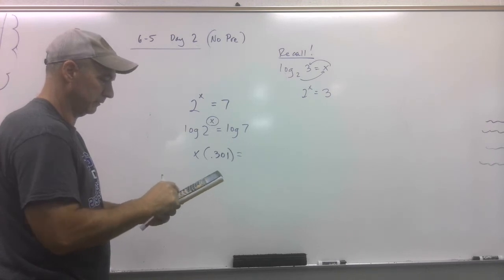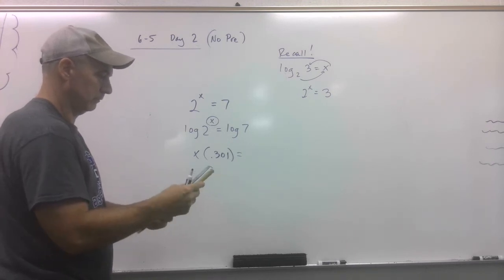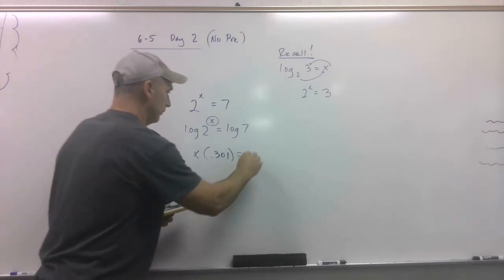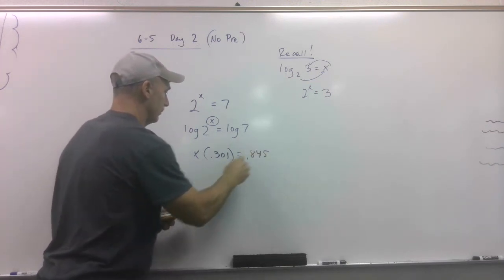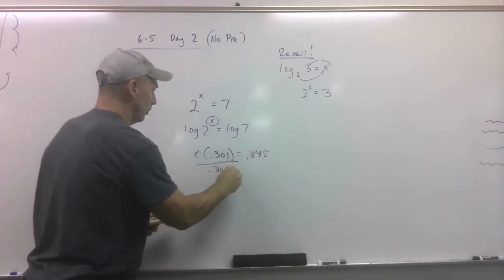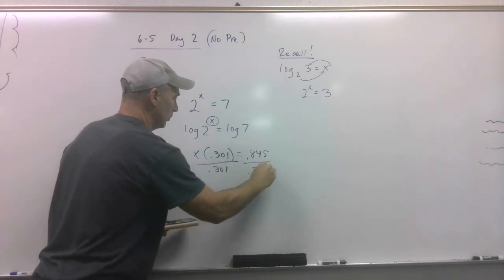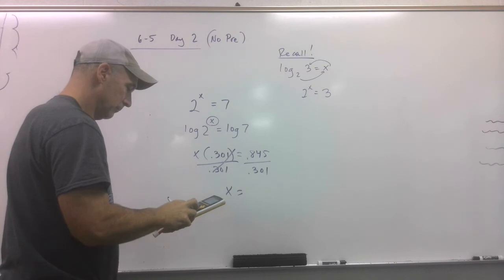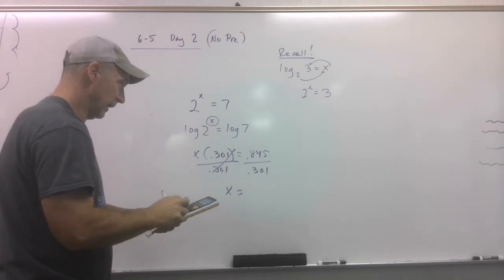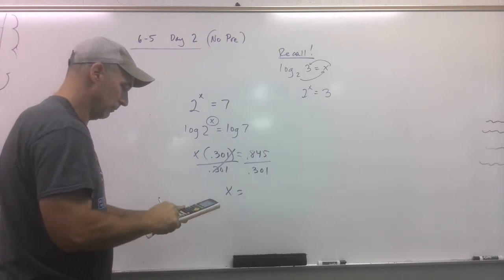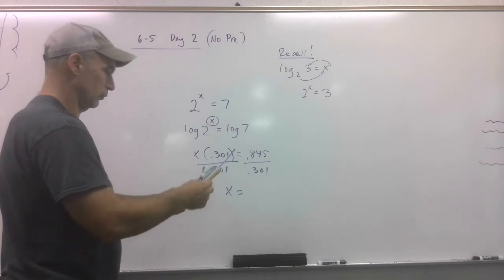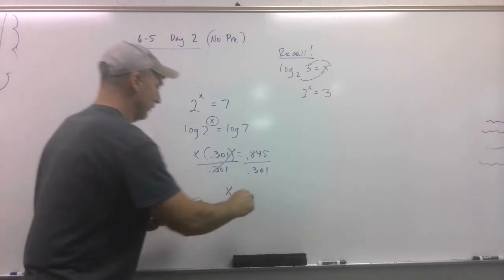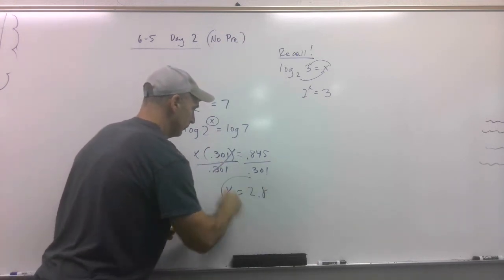Log 7 is 0.845. Now I can divide by 0.301, divide by 0.301. These cancel, so x is 0.845 divided by 0.301. Boom. Whoa, 2.807. We'll just go 2.8.